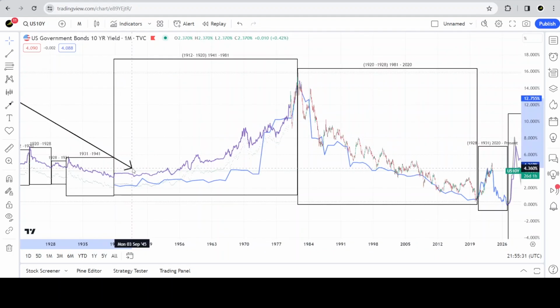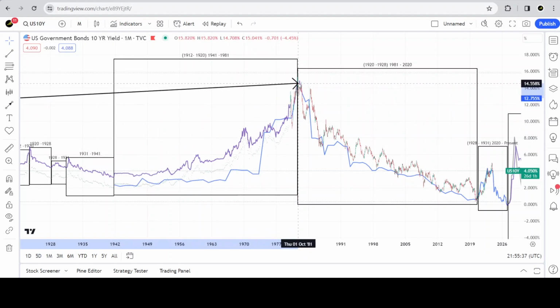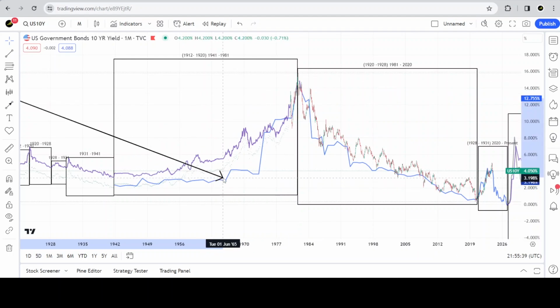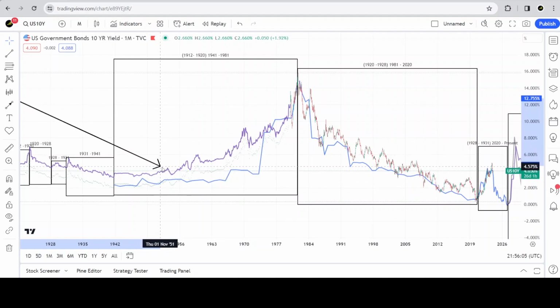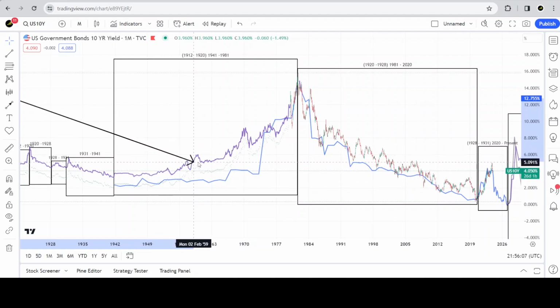All right, so I have the fractal pasted on, and as you can see, right off the bat, price starts low and it moves up to a peak. This blue line is the copied version from 1912 to 1920. There are some differences, but the overall idea is being repeated.